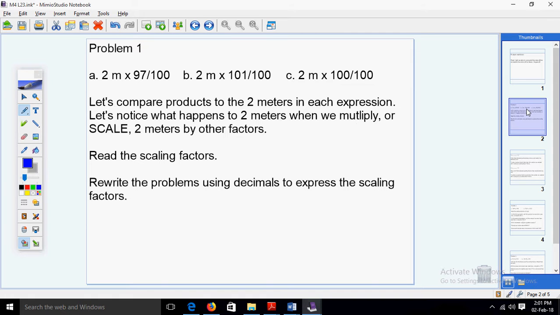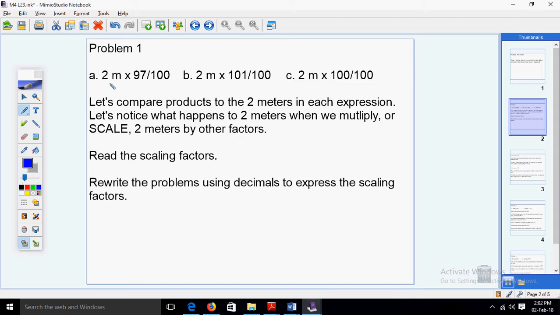All right, our first problem, we're once again going to look at three different ones within our first problem, okay? So A, we have 2 meters times 97 hundredths. B, we have 2 meters times 101 hundredths. So we're going to notice what happens to 2 meters when we multiply, or scale, right? Our scaling factor, we can also say scale 2 meters by other factors.